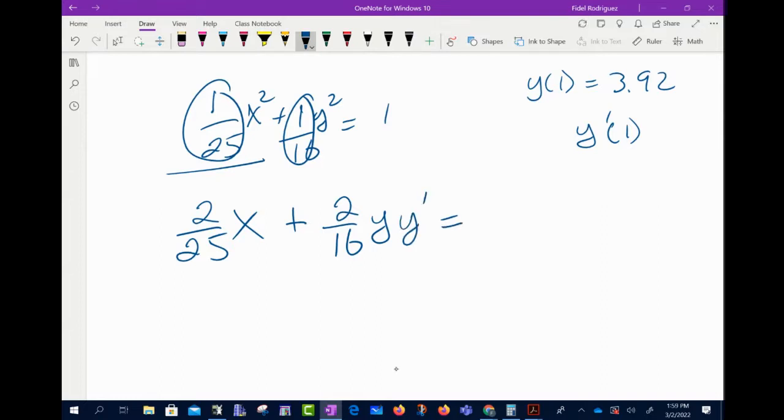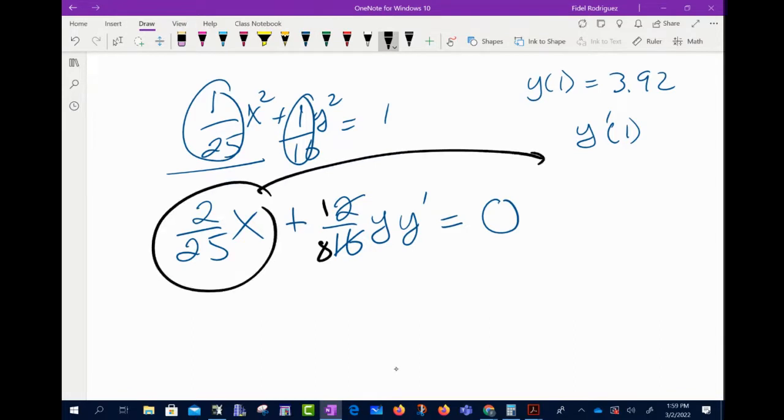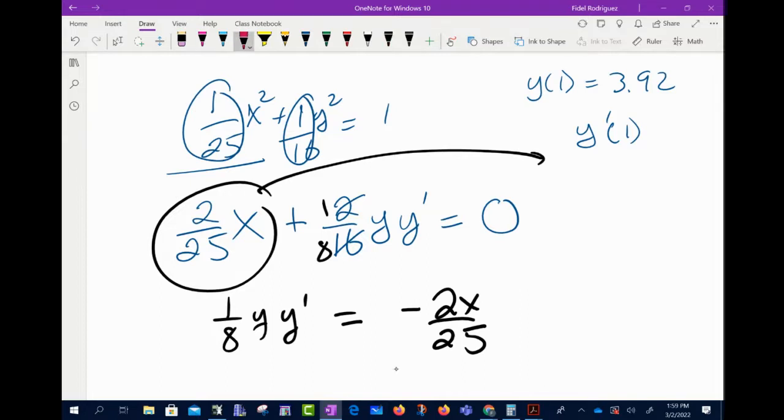Okay, and then equals what over here? Zero. Okay, so yes, I agree, Linda, we're going to reduce that to make it a 1 over 8. Y'all agree we've got to move this guy over to that side? Okay, so we have 1 over 8 with a y and a y prime is equal to what, a negative 2x over 25? And then, can we multiply everything by 8?